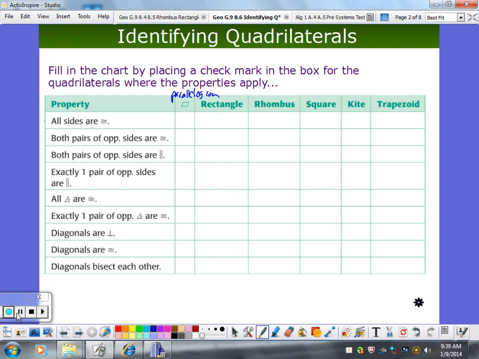So take a few moments to think about it, and you can use the other paper as a reference for the different properties. Some of us are still working on this. Let's see. Here's what I got. Let's see how we compare.